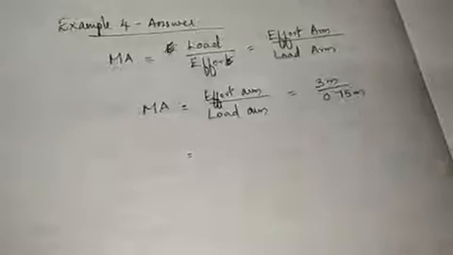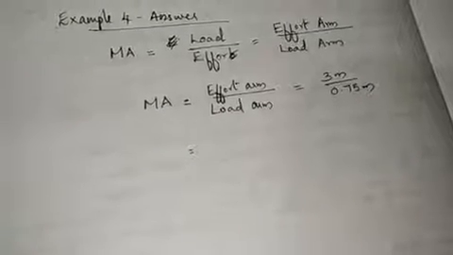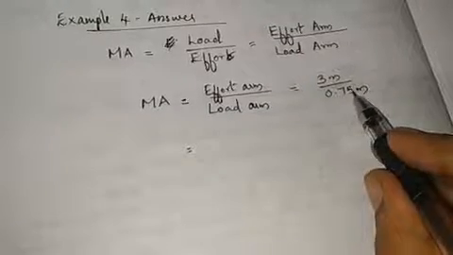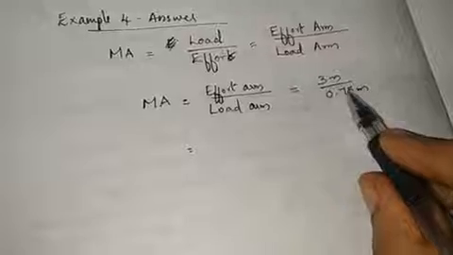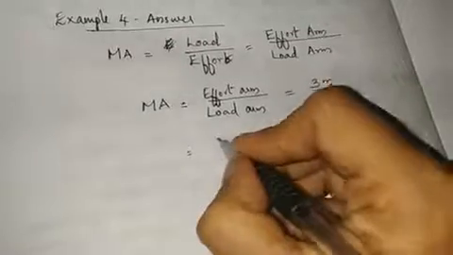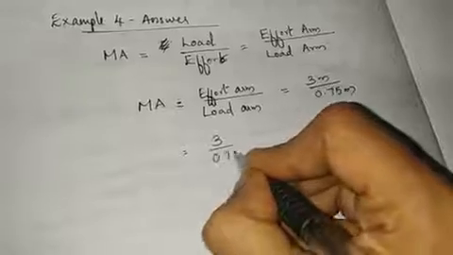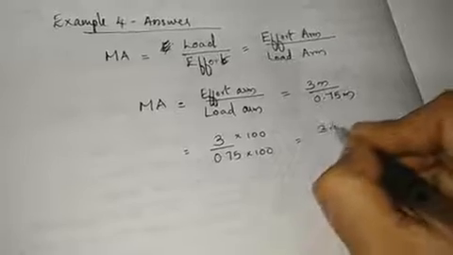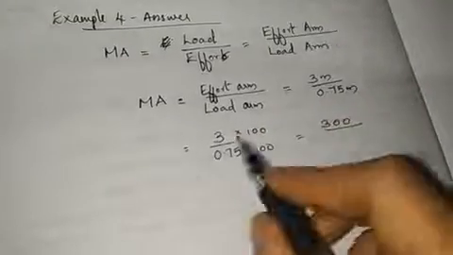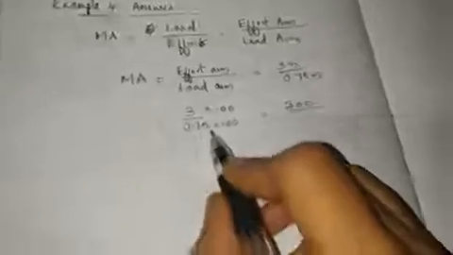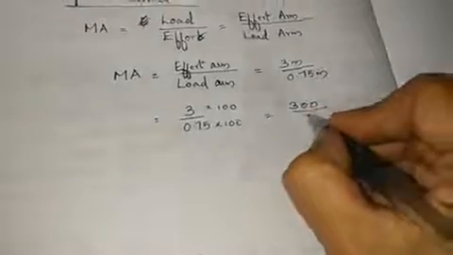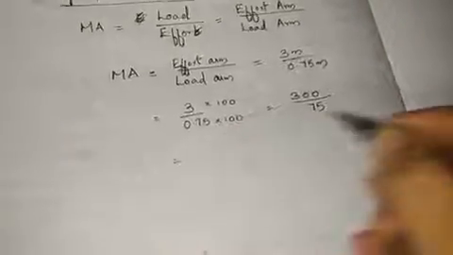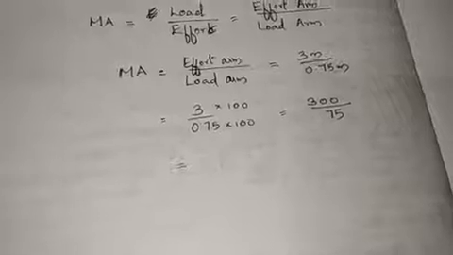When you divide a whole number by a decimal number, we have to multiply by a power of ten according to the number of decimal places. Here how many decimal places? 1, 2. After the decimal point, 2 digits are there. So we should multiply with 100, both denominator and numerator. So we will get 300, 3 into 100. 0.75 into 100 you will get 75. We have removed the decimal point by multiplying with 100.